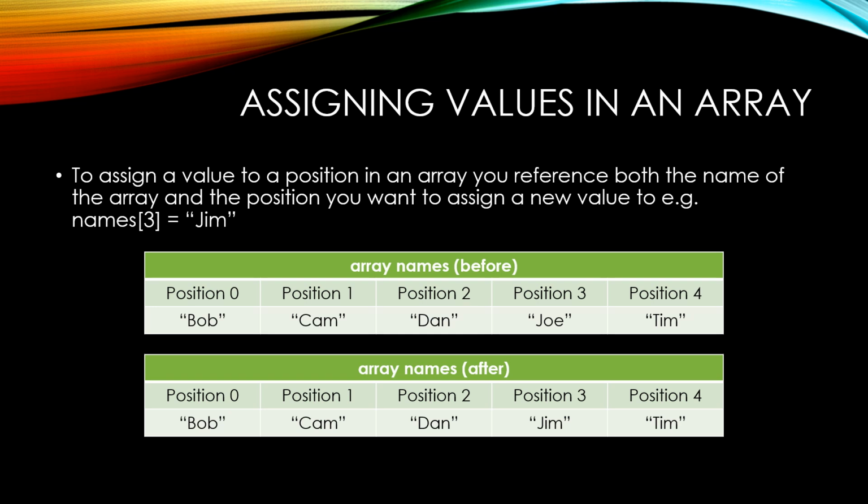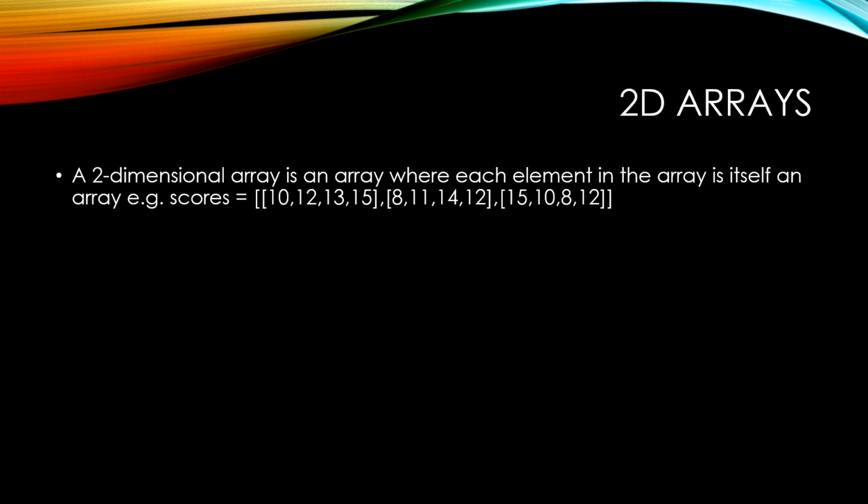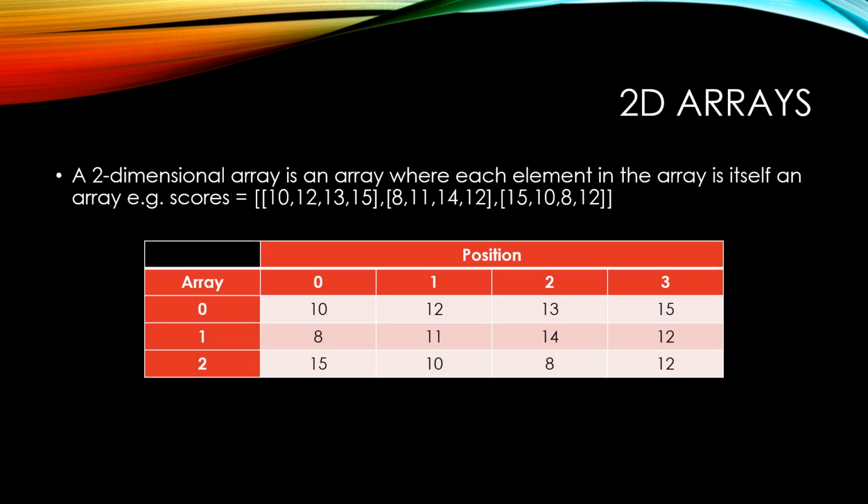A two-dimensional array, or 2D array, is an array where each element in the array is itself an array. So for instance, if we wanted to store the scores for a range of tests for a number of students, we could use a 2D array. In effect, each of the subarrays becomes like a record for one student.